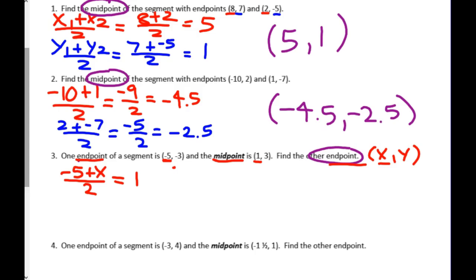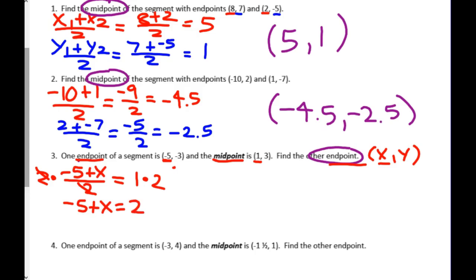So I have my x's divided by 2 equals the midpoint. You can solve this. How do I get rid of a divided by 2? Multiplying. So times 2 cancels that out. Times 2. Bring down negative 5 plus x. What's 1 times 2?